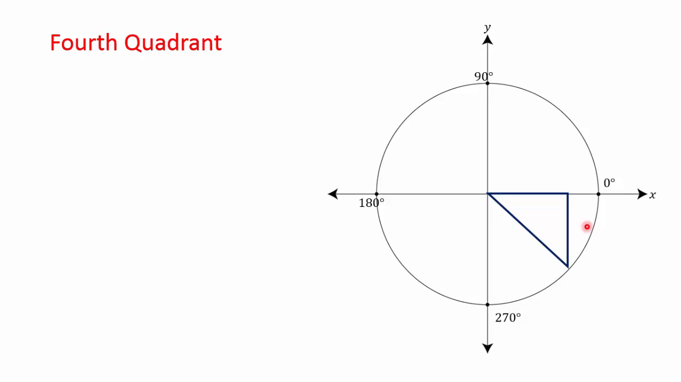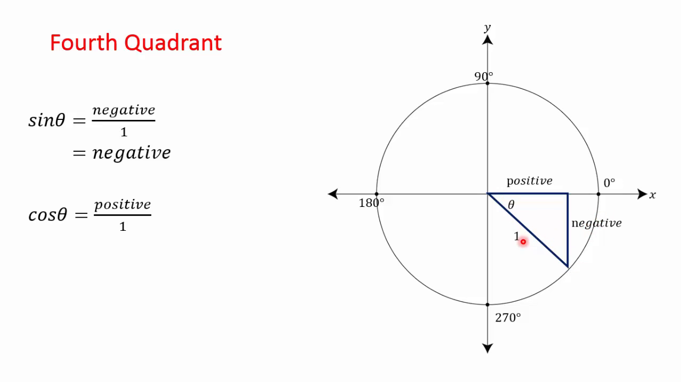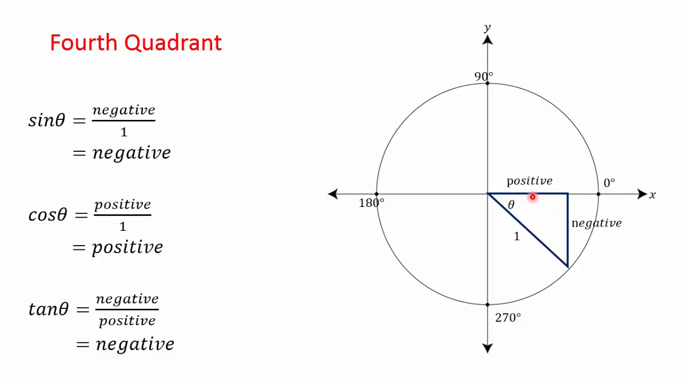And finally, in the fourth quadrant, if I put my angle in, radius is 1. The x values here are positive. The y values are still negative down here. Sine is negative over 1, which is negative. Cosine is a positive number over 1, which is positive. And the tangent is a negative number over a positive number, which is negative.